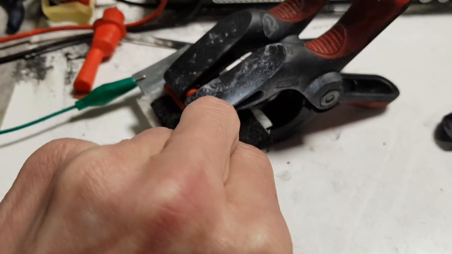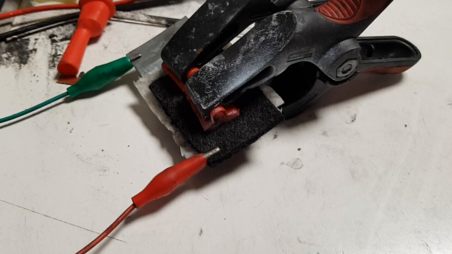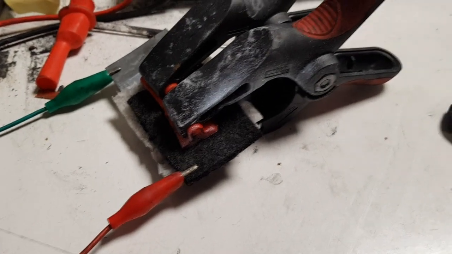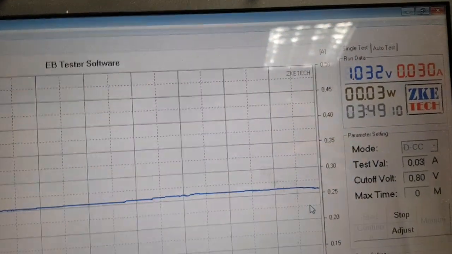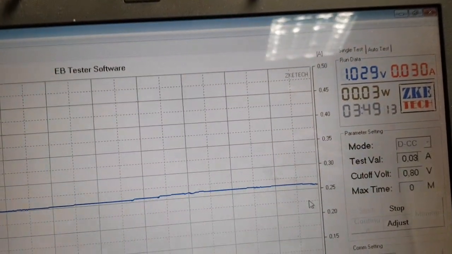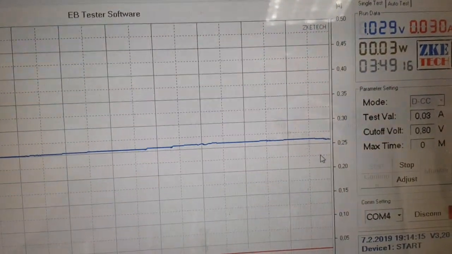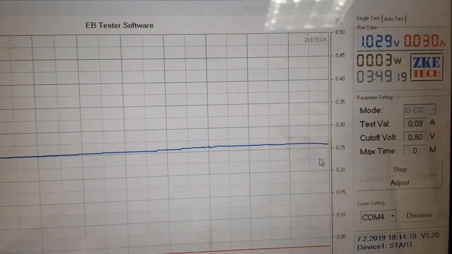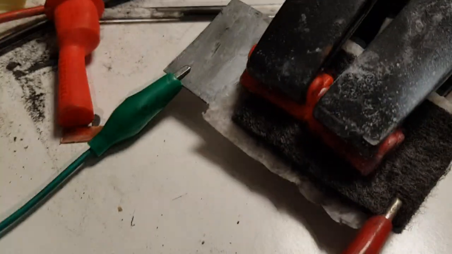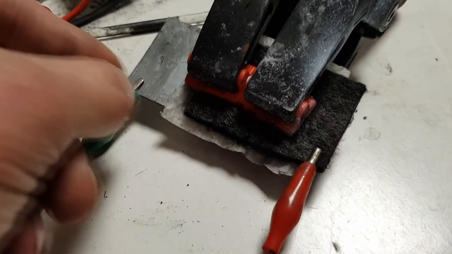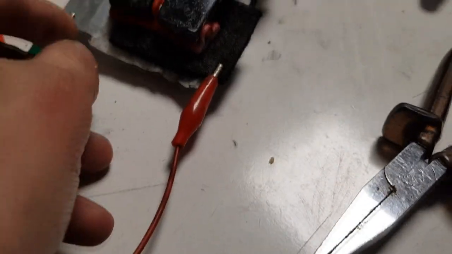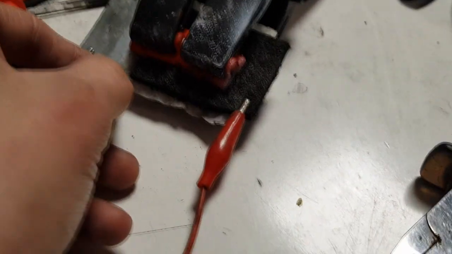Also, I note that the connections can be a little bit better. But okay. So see, right now the voltage is dropping if I move the cable. But also I think that the electrolyte is a little bit dry. Yeah, of course. So the electrolyte is a little bit dry.